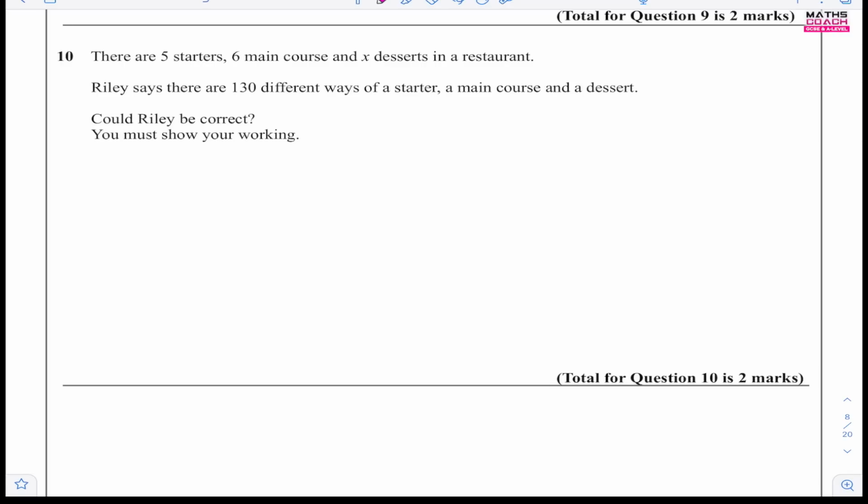Question 10. There are 5 starters, 6 main courses, and x desserts in a restaurant. Riley says there are 130 ways of choosing a starter, a main, and a dessert. Could Riley be correct? Show your working. Right, so we know that there are 5 starters. We're going to multiply this with the 6 main courses, multiplied by the x amount of desserts. Now, could this be equal to 130? That's what we're trying to find out.